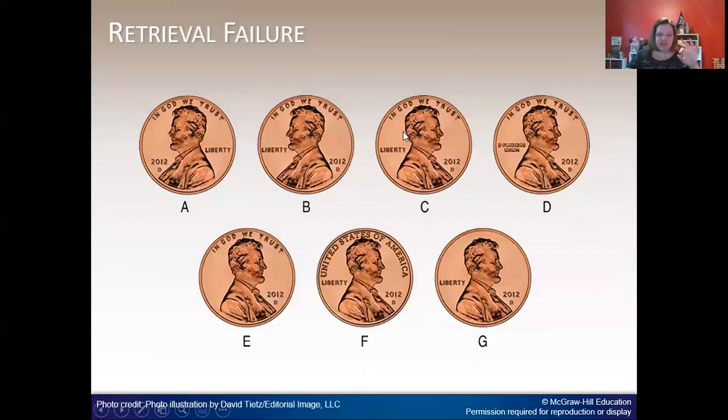When we see this coin, we automatically know it's a penny. But which of these 7 pennies here is the correct one? And the correct one is C. In God We Trust, Liberty to the left, year to the right, and he is facing to the right. Good job.